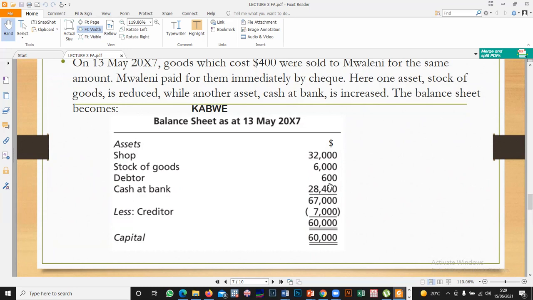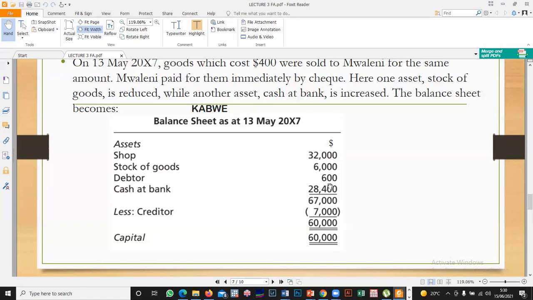Now every business, that's what happens. You order goods today, and your money will be in the form of goods. When a person comes to buy, you are transferring that amount into cash. So from the goods the money has reduced, then at the bank the money has increased. That is a very basic and simple understanding that you as a financial accountant need to be able to understand.